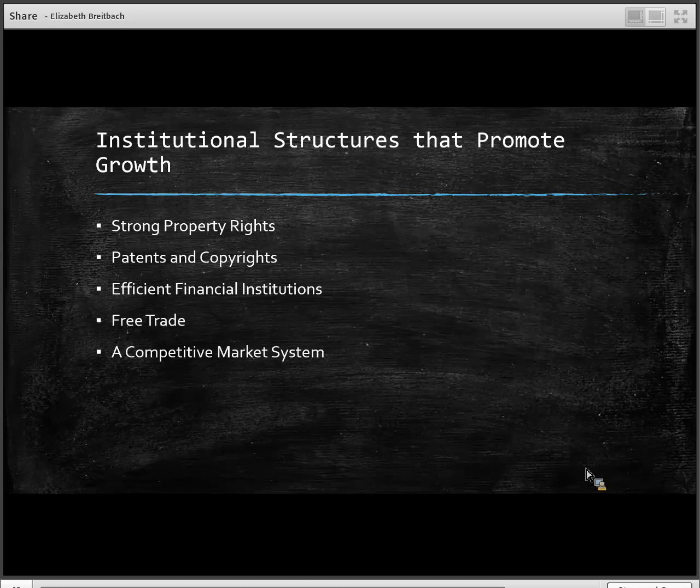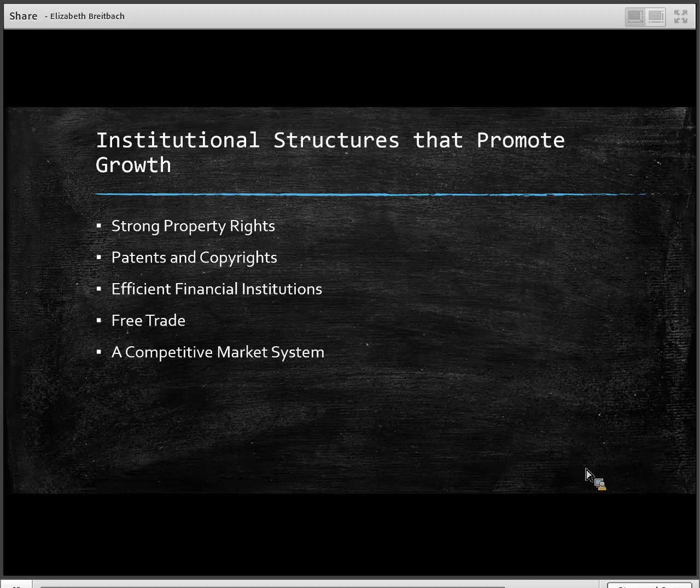Free trade. We've already talked about how trade can allow us to consume outside of our production possibility frontier, but it can also allow us to obtain the capital goods that maybe we can't produce in the United States, or maybe that we didn't think of within the United States, that now allow us to be more efficient.